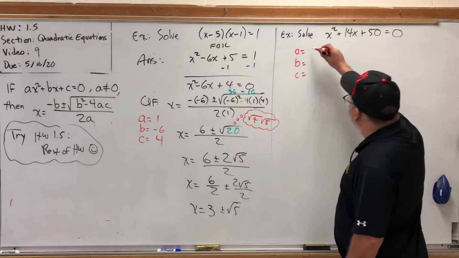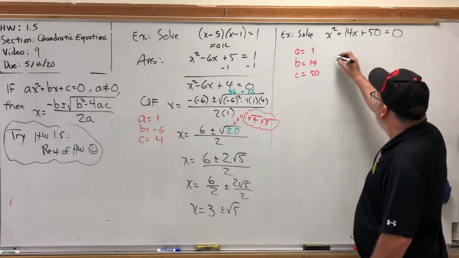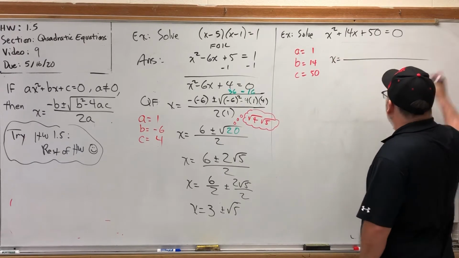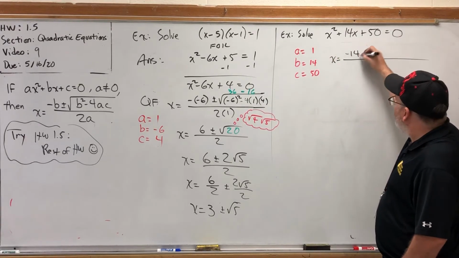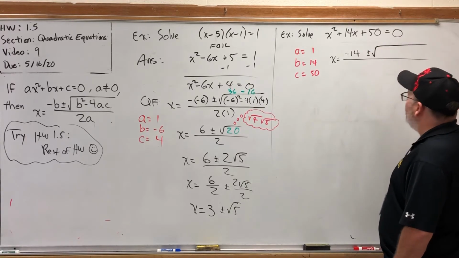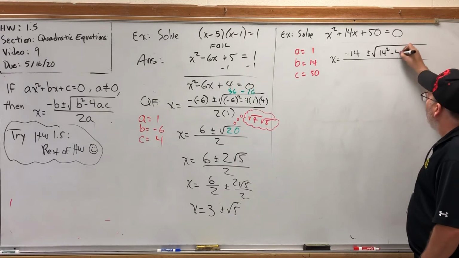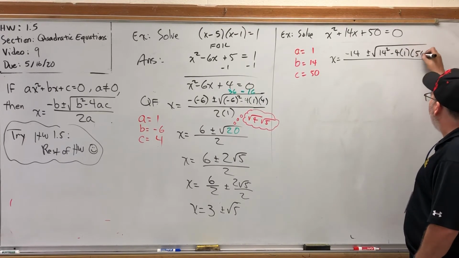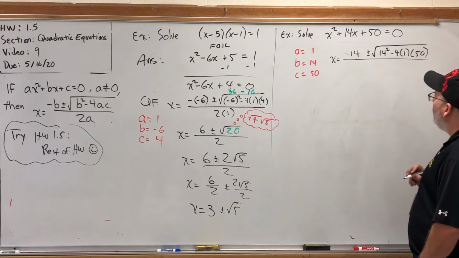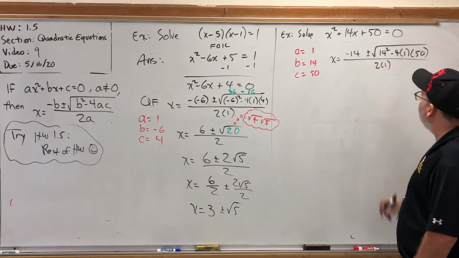1, 14, and 50. Ready to go. So if we set up the quadratic formula, big fraction bar. Negative b is negative 14, plus or minus the square root of b squared, so 14 squared, minus 4 times A times C, so 4 times 1 times 50, over 2A, so 2 times 1.